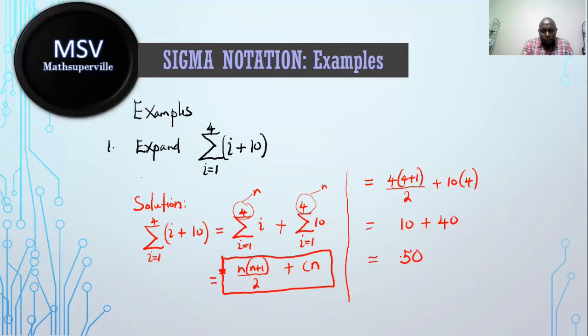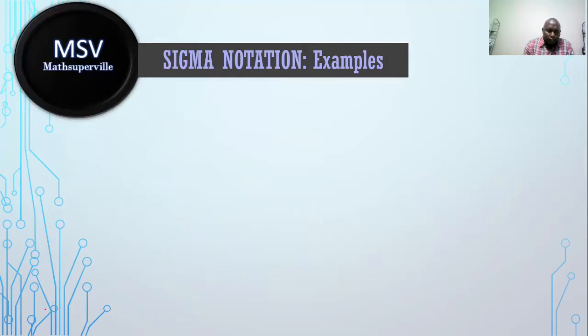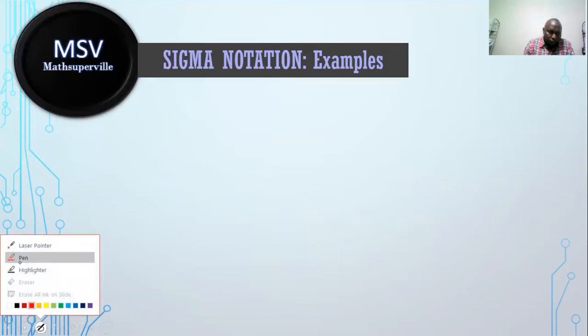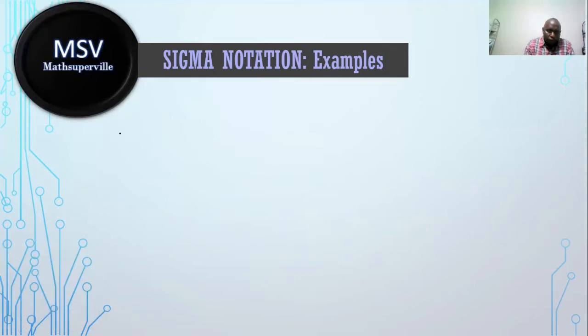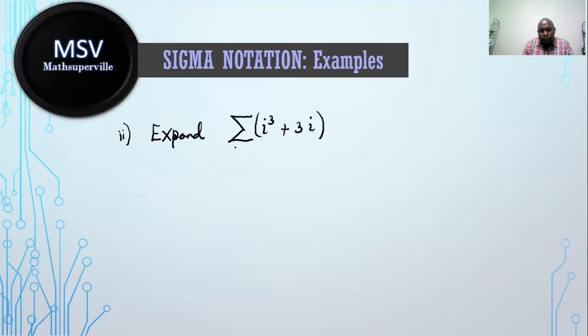So that is the first example. The second example is this: expand i cubed plus 3i, with the lower index as 1 and upper index as 10.